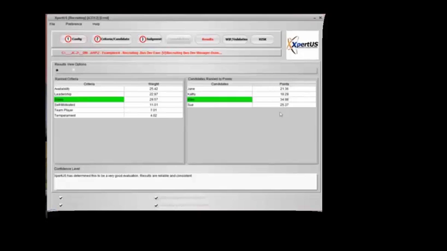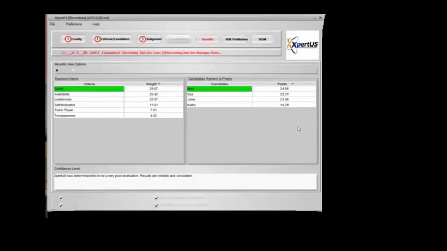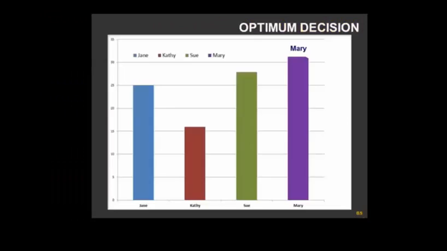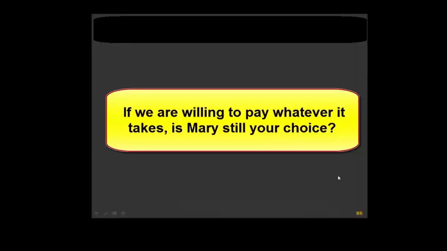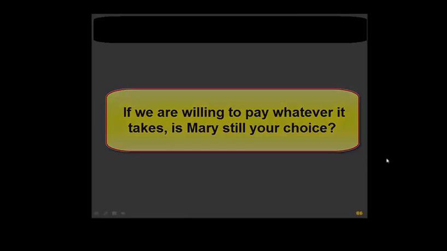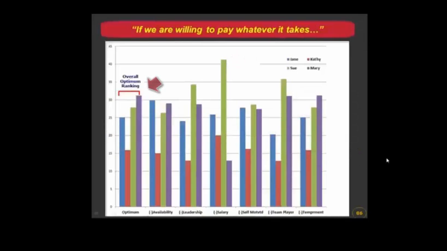Here we have the criteria weights, and we do have the candidate weight. Once we complete the process, we will see a graph like this, which indicates that Mary is the preferred choice. So I go to see my boss and I present this data, and he says, if we're willing to pay whatever it takes, is Mary still your choice? Of course, I scratch my head, not knowing how to respond. Well, with our software, all we have to do is press one button, and we see an interesting graph.